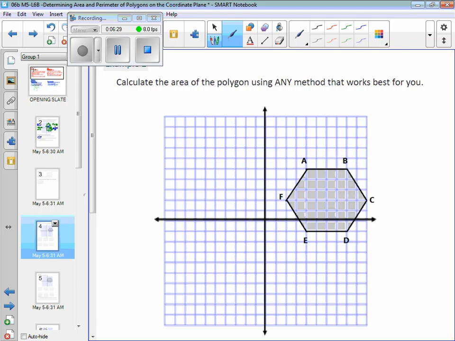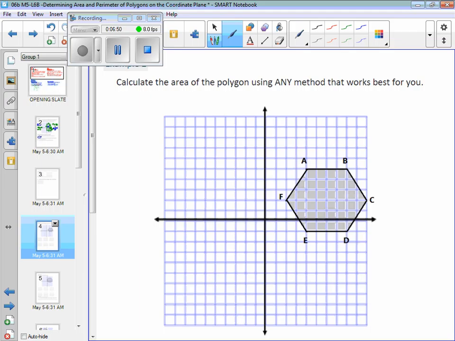Before I go any further, I want you to look at that shape. Are you able to do perimeter? I may say yes, I may say no. Majority of you, right? Why? You're right. Why can't you do perimeter? For one clear fact.